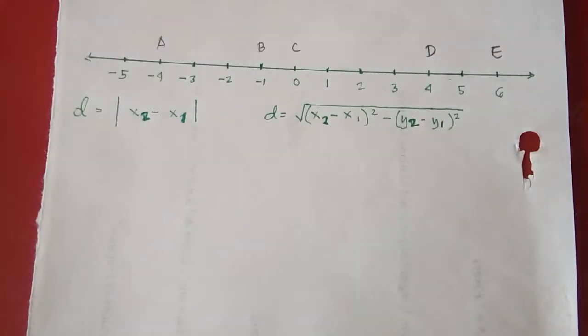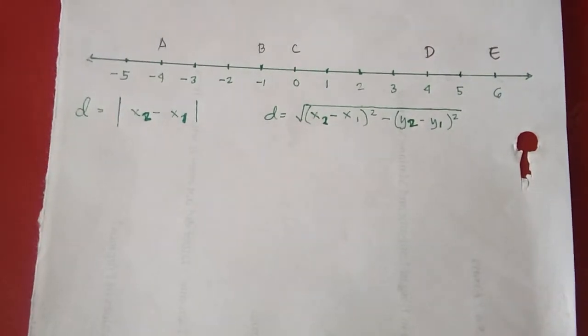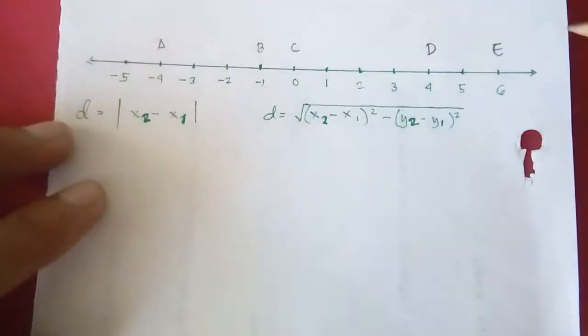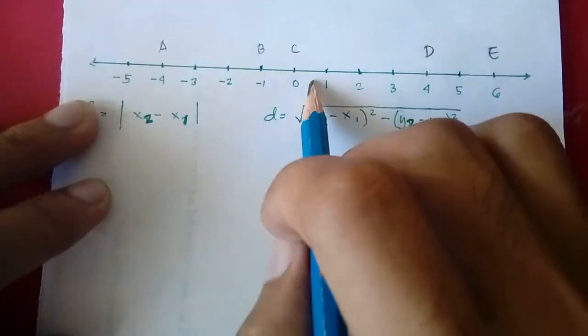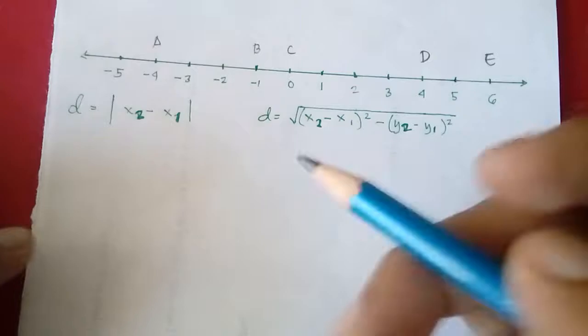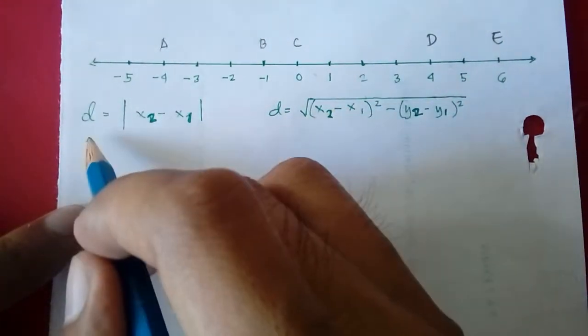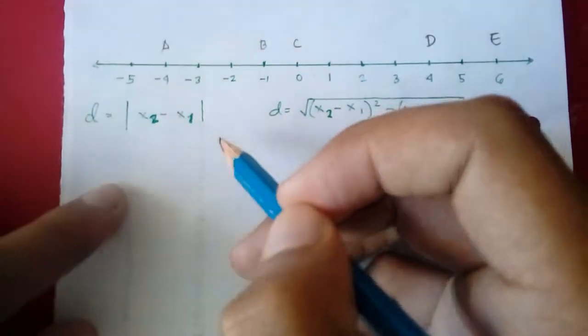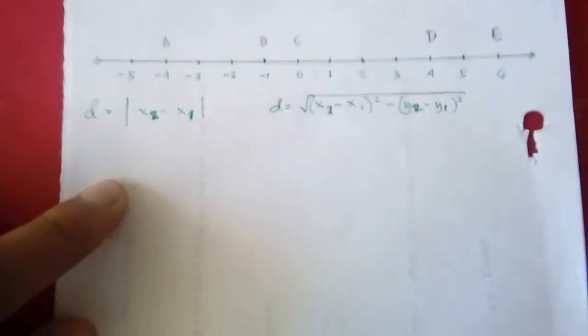Hi! Welcome sa ating lesson, Getting the Distance Between Two Points on a Given Number Line. And ang ating number line, we have point A, point B, point C, point D, and point E. And ang ating gagamiting formula, distance is equal to the absolute value of x sub 2 minus x sub 1.